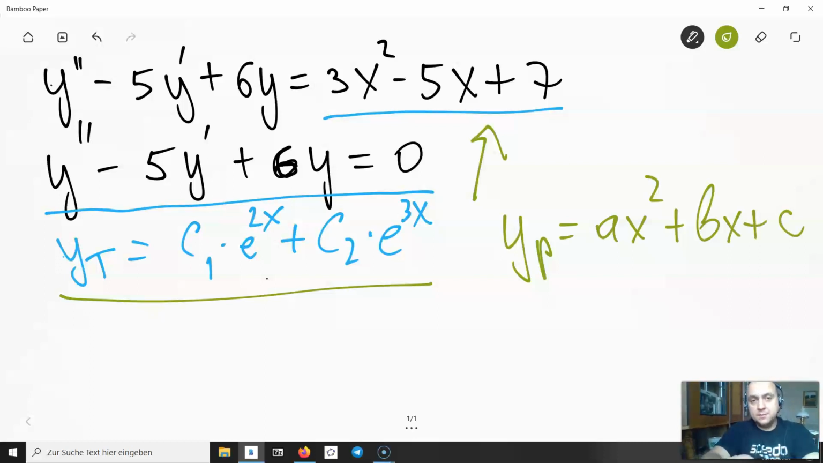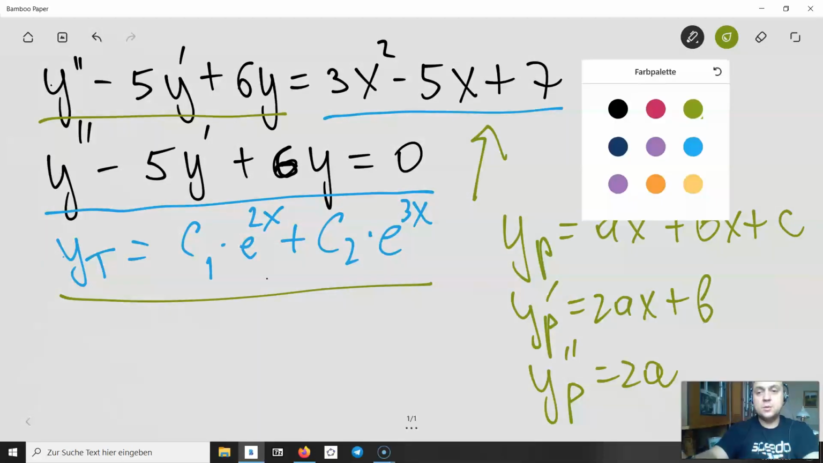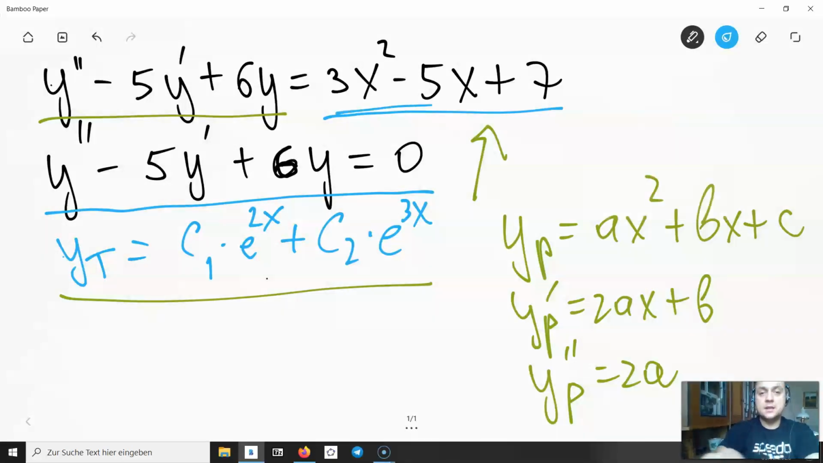Well, we see this is a second degree equation, and if we now put in the derivatives, yp prime would be 2ax plus b, and yp second prime would be just 2a. Now we will bring those three onto the left hand side of the given equation, and we would like to get the right hand side at the end.